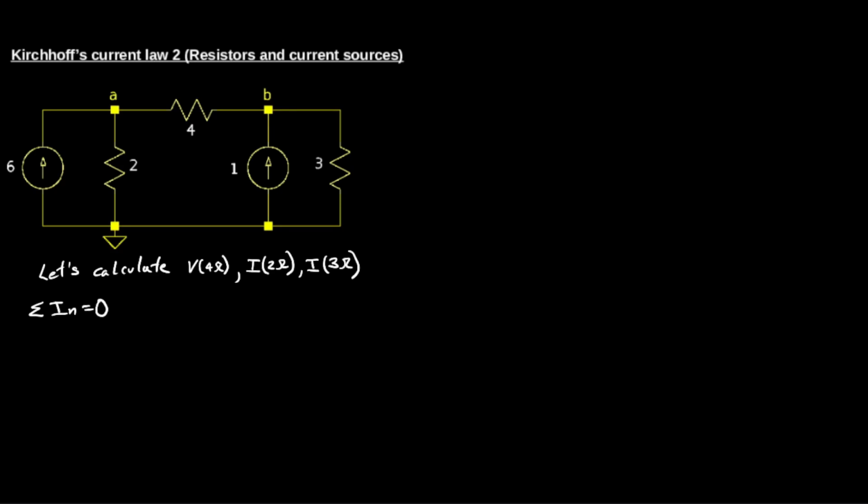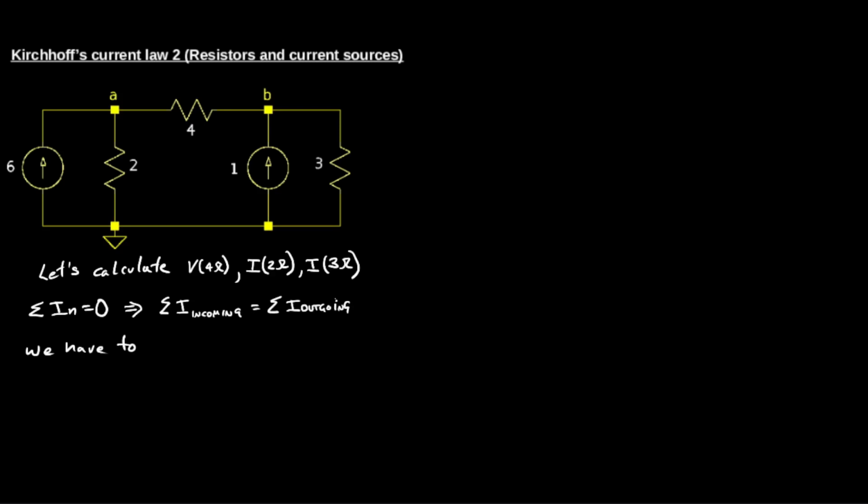Kirchhoff current law states that the addition of the currents in a node of a circuit equals zero. I mean that the addition of the incoming currents equals the addition of the outgoing currents, to say it in an easier way.